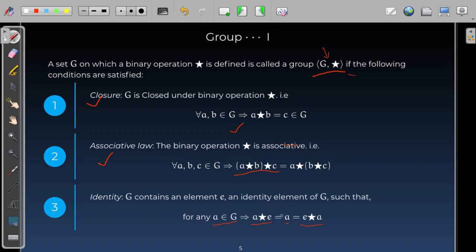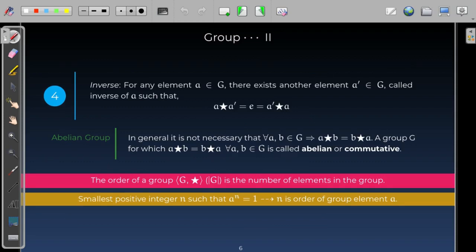Now the fourth axiom is inverse. For any element A in G, there exists another element A dash in G called the inverse of A, such that A star A inverse is equal to the identity element E. So this is the definition of inverse. If this operation star is addition, then A dash is called the additive inverse. If this star is multiplication, then it is called the multiplicative inverse, and we will see about them in a few minutes.